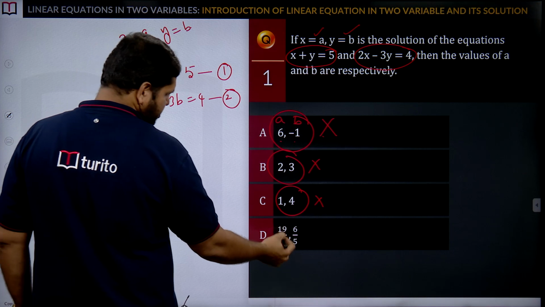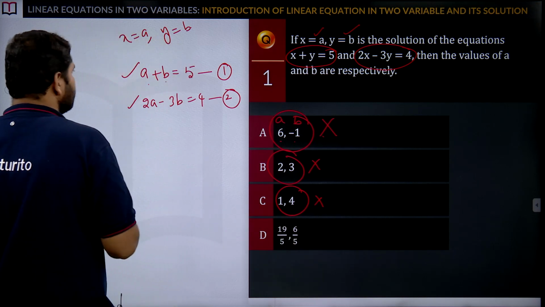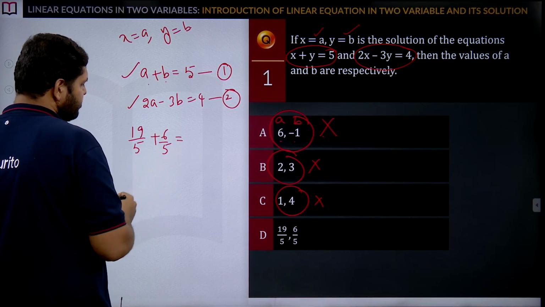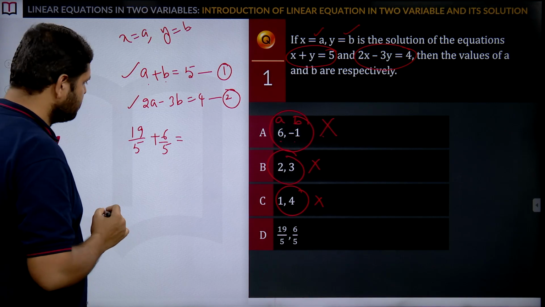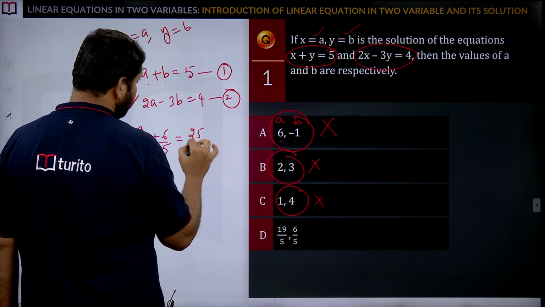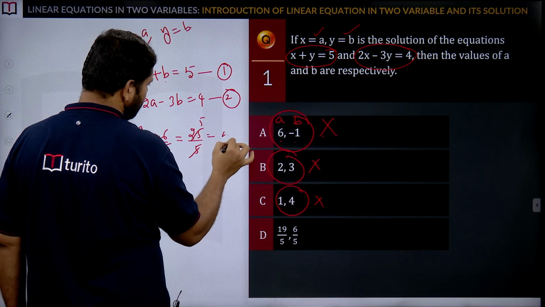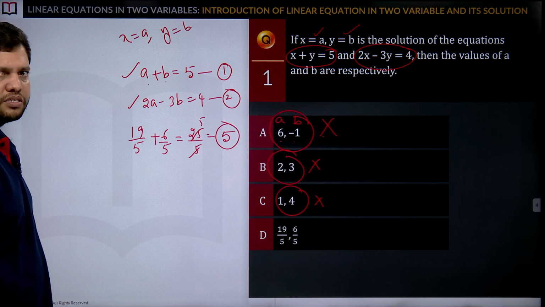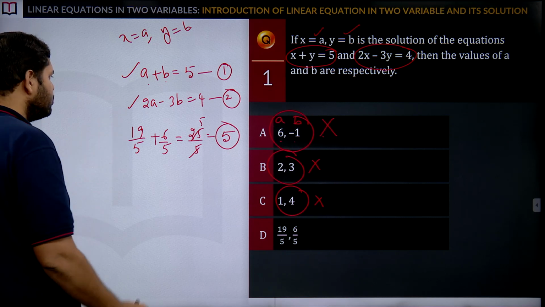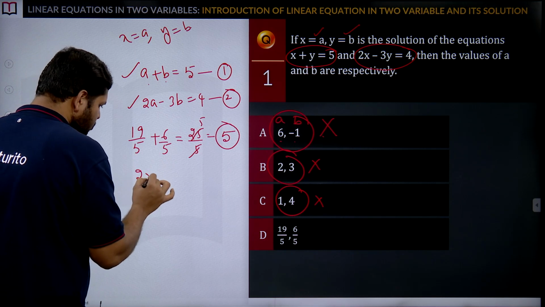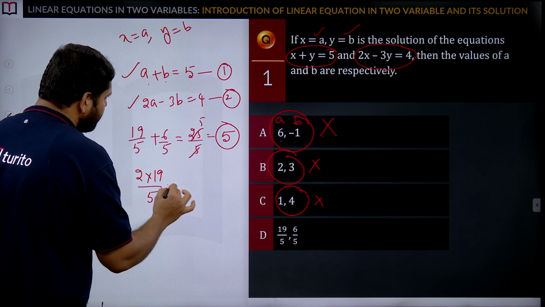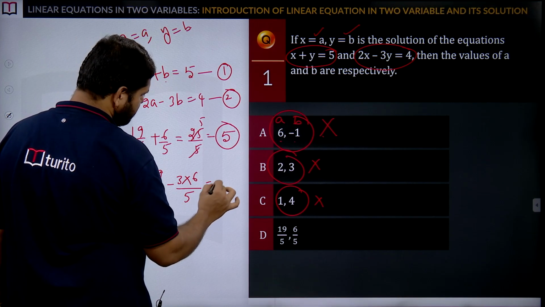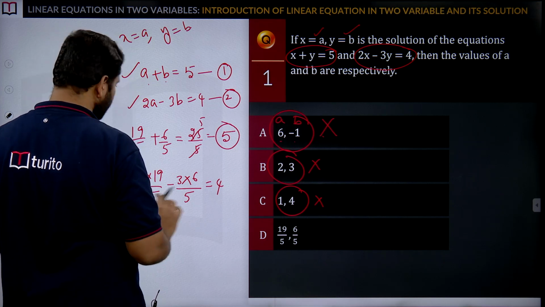Okay, it is 19 by 5 and it is 6 by 5. So this is a, 19 by 5, and this is b, 6 by 5. See, the denominators are equal, so we can directly add the numerators. So this is 25 over 5, 5 fives are 25, so the answer is 5. So the first equation is satisfied. Let us do the second one, children. 2 into a, so 2 into 19 by 5, minus 3 into the b value, 6 by 5, equal to 4. We need to check whether it equals 4, children. I am not writing it now. Okay.